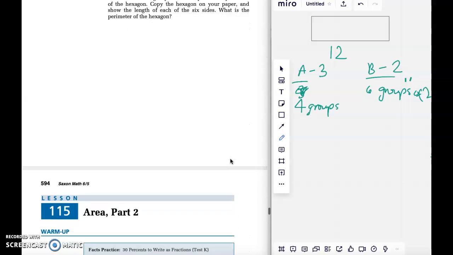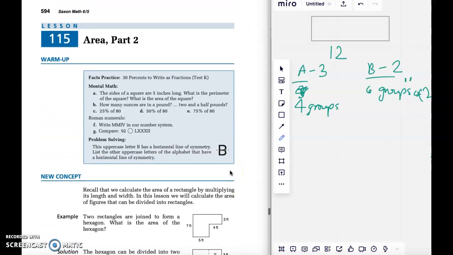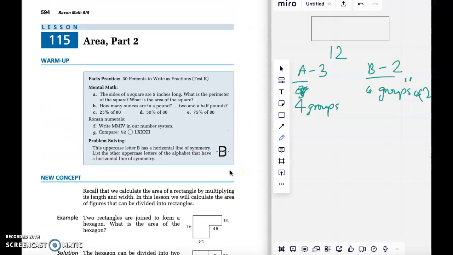Tomorrow we're going to be working on area. So lesson 115 tomorrow is going to be area, and that'll be up on YouTube for you guys. And then we're doing 116 in class on Thursday.